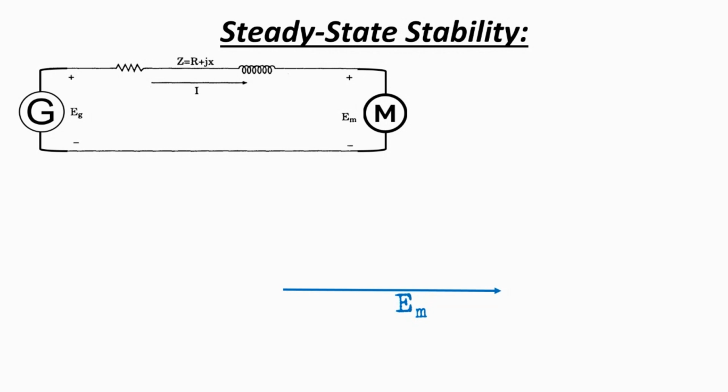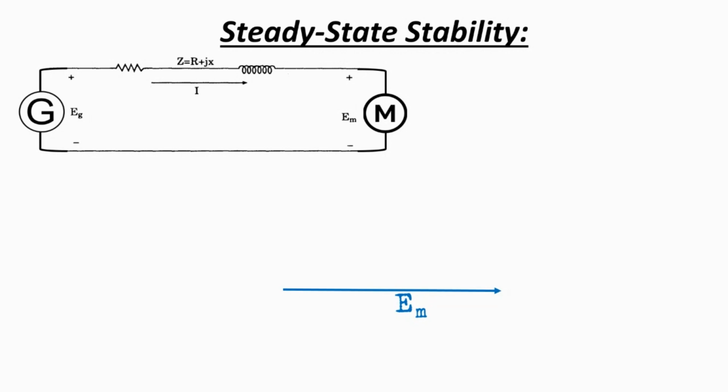So if we take EM as a reference, it means that we consider the angle of the voltage at the receiving end, at the motor side, as the reference. Of course, this can be done for the generator as well. For a phasor diagram, whenever you take a reference, this doesn't mean that the reference has to be fixed. You can choose any reference. The only thing that happens is that you are rotating the phasor diagram.